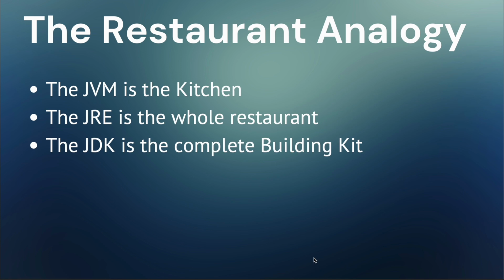The JDK is the complete building kit. If you want to build a restaurant from scratch, you need the blueprints, hammers, and heavy machinery. That is the JDK. It includes all the tools a developer needs to build a Java program, plus the finished restaurant layout, that is the JRE, so the program can actually run. So, the hierarchy is simple. JDK contains JRE and JRE contains JVM.